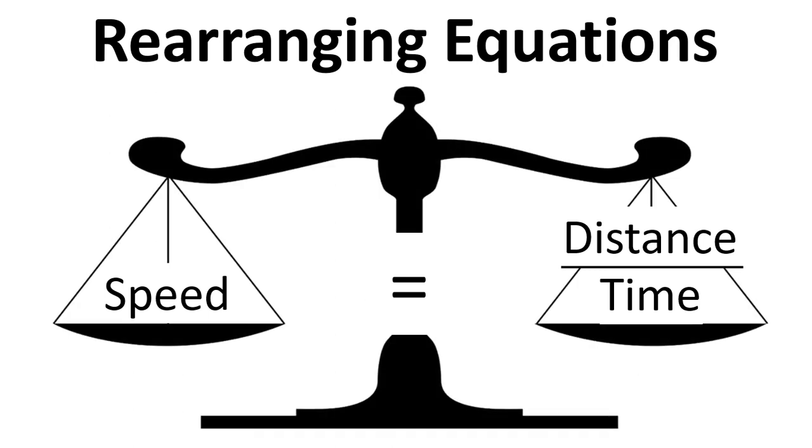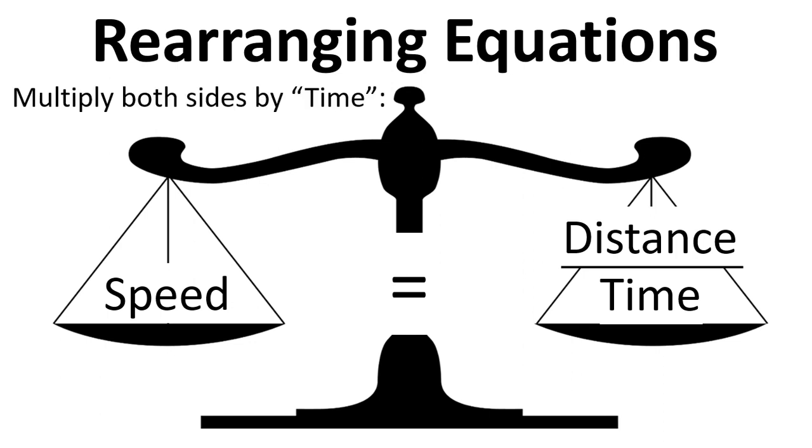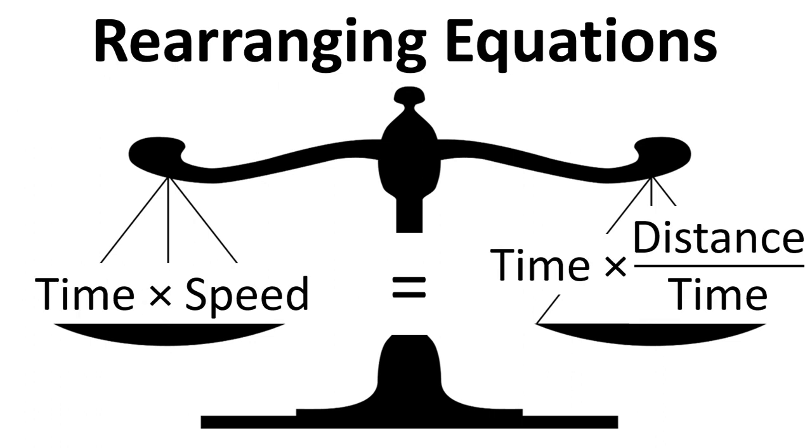So we're going to use the idea of a weighing scale and keeping this balanced, and the first step is to multiply both sides of the equation by time so that we have this. So whatever we do to one side of the equation we have to do to the other to keep it balanced. If you think about these, each of these things represents a number, and if it was a weight on these scales, then whatever we do to one side of the scales we have to do to the other to keep it balanced.